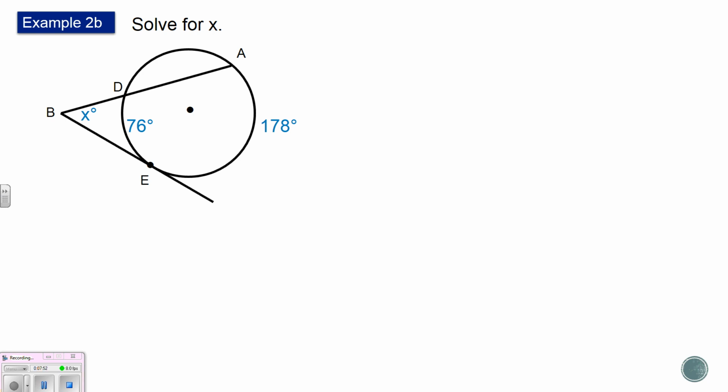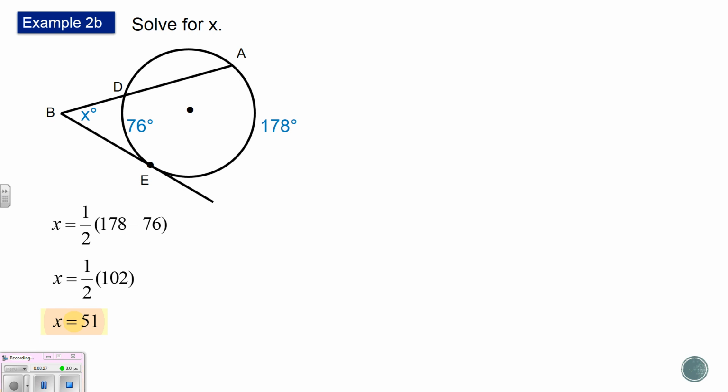Okay, so let's take a look at this example. I need to figure out what x is. They give me this is 76 degrees, and this big arc right here is 178 degrees. So why don't you try to figure out what x would be? I'll give you a second to do that. Okay, so hopefully you just took this arc, subtracted that arc, and divided by 2, and you got 51 degrees.